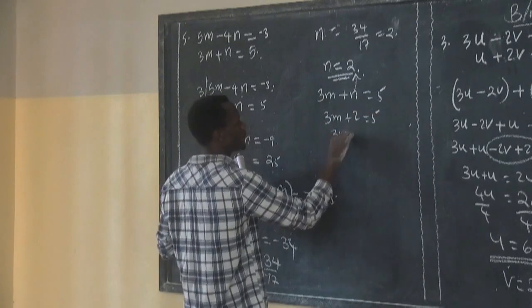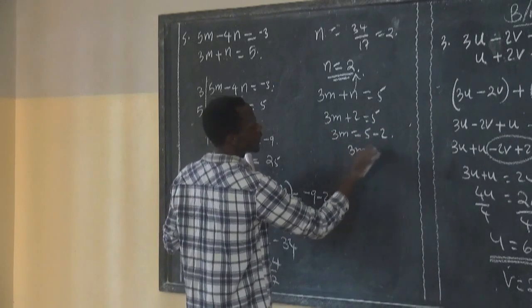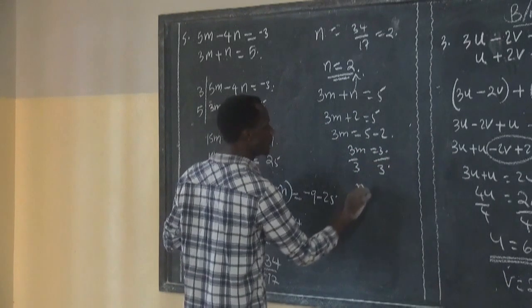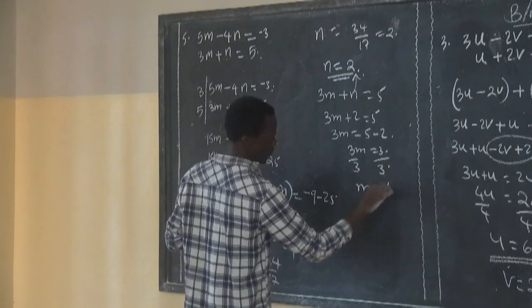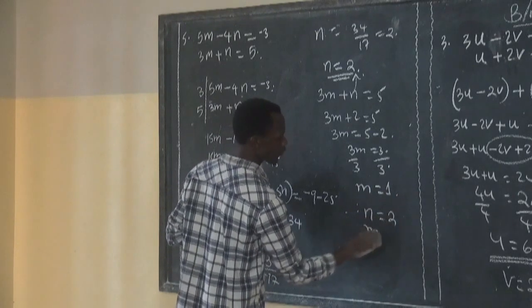Now we have 3m is equal now to 5 minus 2. Now 3m is equal now to 3. Divide by 3, divide by 3. Now m is equal now to 1. Therefore, the value of n is 2 and the value of m is 1.